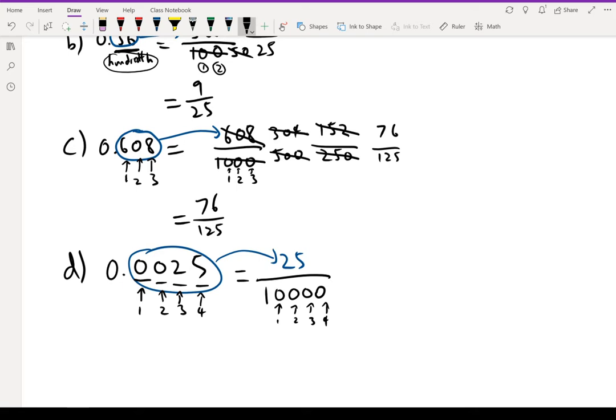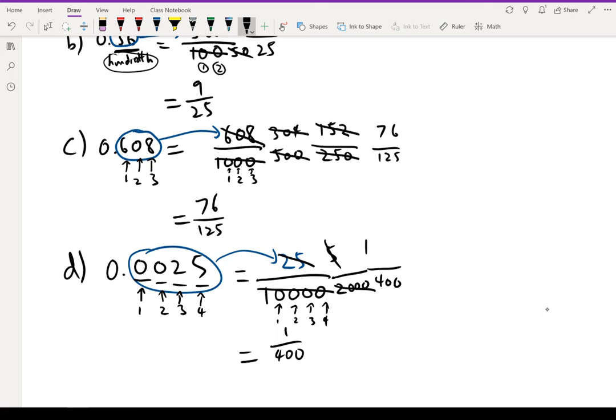And then we simplify this number. 25 divided by 10,000, well, both of them are divisible by 5, so if I divide the top by 5, it's going to be 5, and if I divide 10,000 by 5, we're going to have 2,000. And then 5 and 2,000 can be further simplified. This becomes 1, and then 2,000 divided by 5 will be 400. So we have 1 over 400.